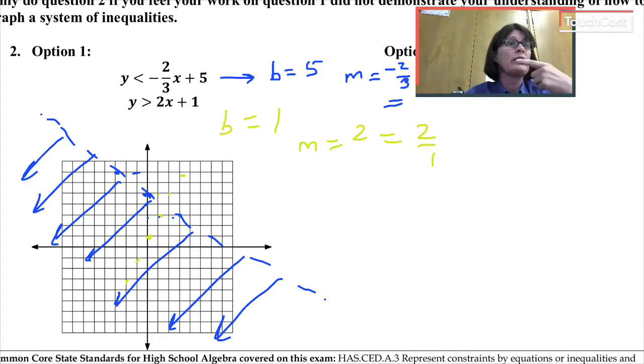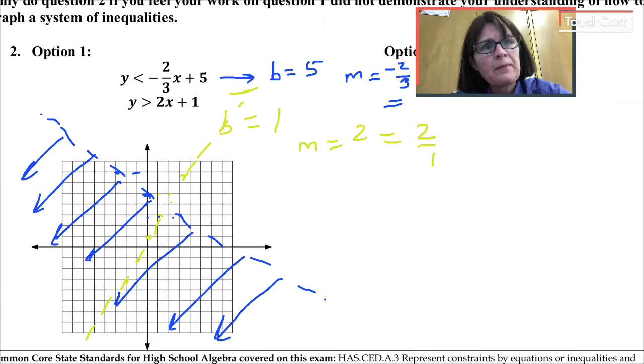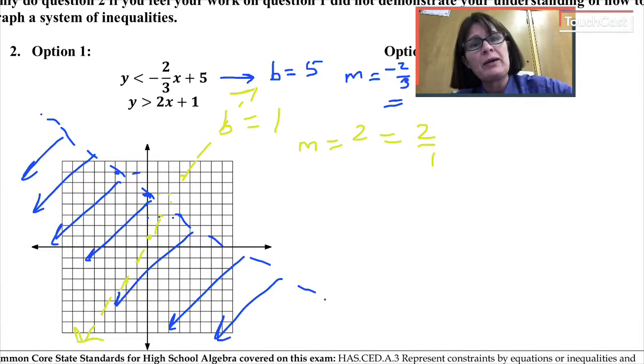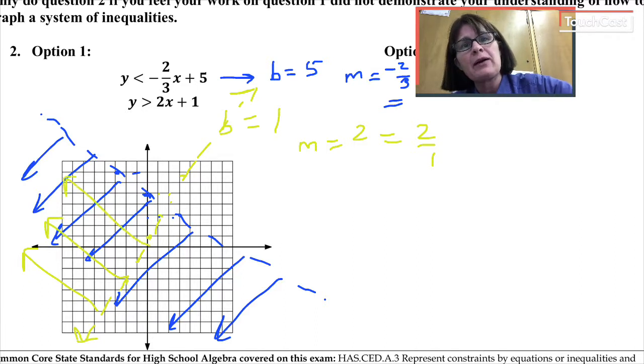Again, I have no "or equal to" underneath my greater than sign, so I'm going to connect these with a dotted line. Try to make your lines and your shading go all the way to the edges of the graph. This is y is greater than 2x plus 1, so I'm going to shade above the boundary line. Notice I'm starting my marker right on the boundary line and I'm shading up.